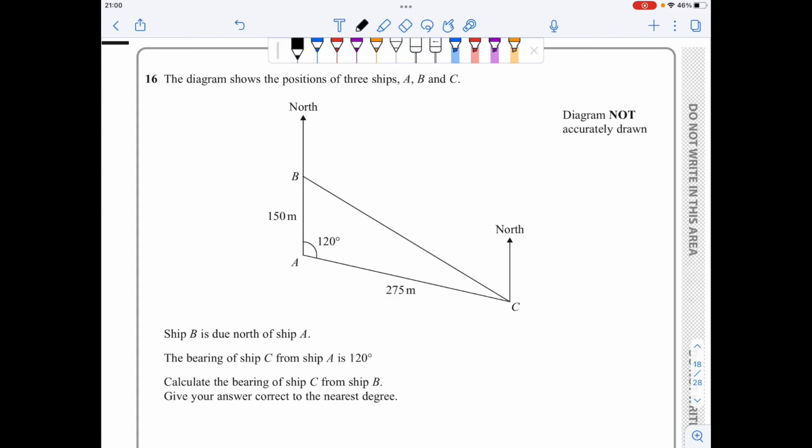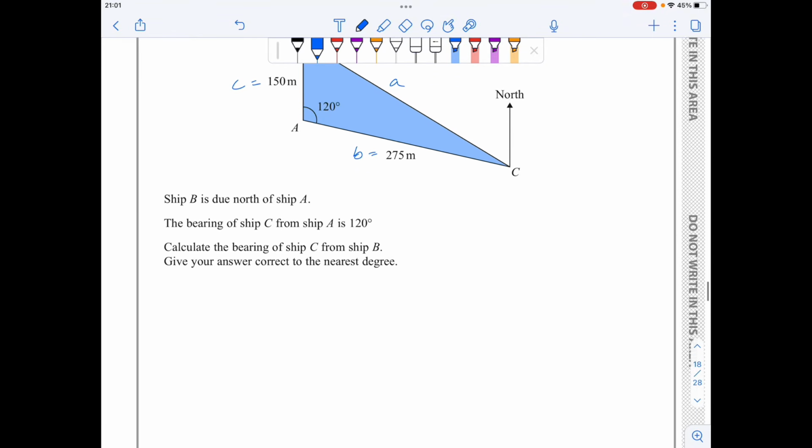In question 16, I will need the bearing of C from B, which is this angle here. To do so, I'll need to work with the triangle ABC, whose vertices are labeled. Let's label the sides as well. So side BC is A, side AC is B, and side AB is equal to C. And I'll start by using the cosine rule to find side A.